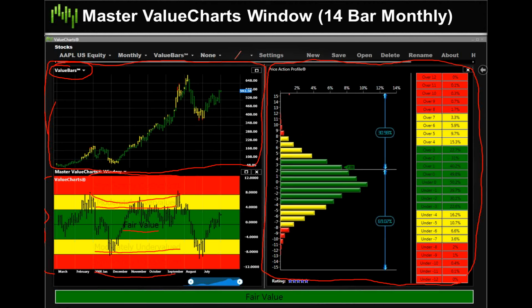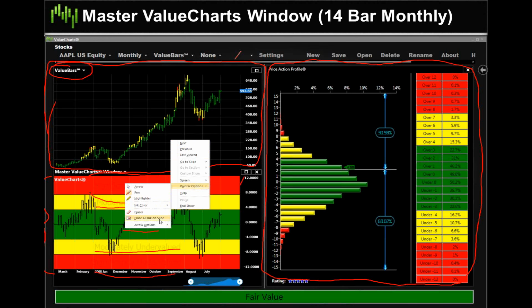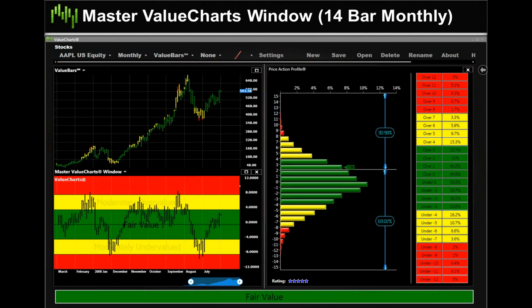The price action profile is really a frequency histogram of the trading activity down here in the value charts price window for that market and time frame combination. So what does that mean? You'll notice that the red corresponds. I'm going to clean up my chart here and erase my drawings, but the red on the value charts price window corresponds to the red bars on the price action profile. They're just not lined up because we also want to see the traditional price chart. The yellow corresponds to the yellow, the green corresponds to the green, etc.